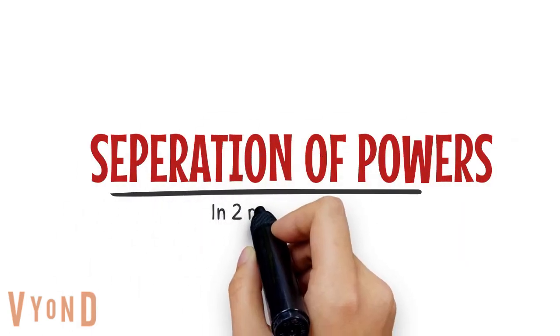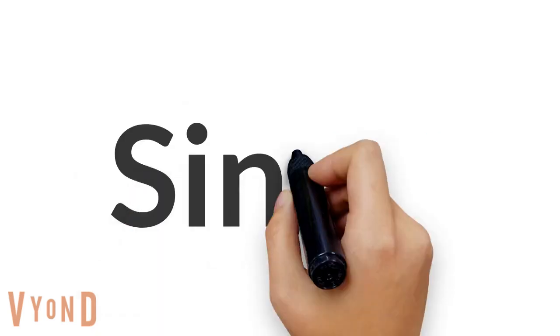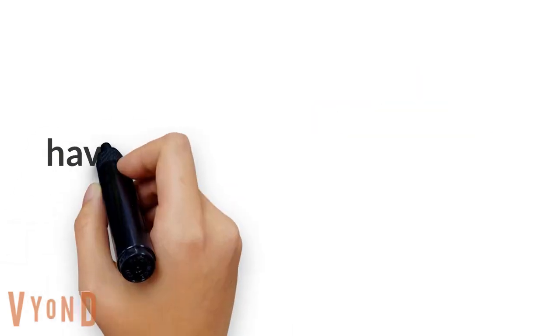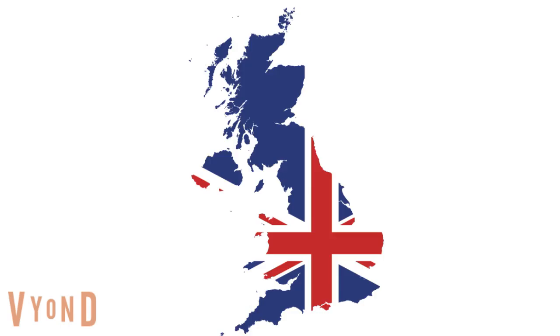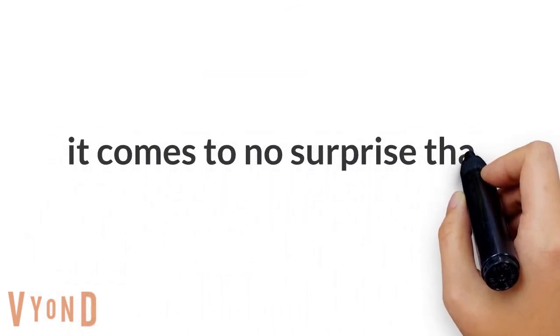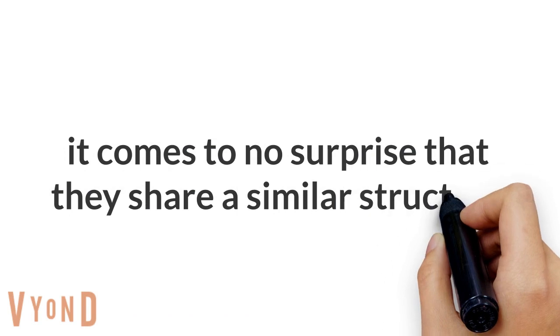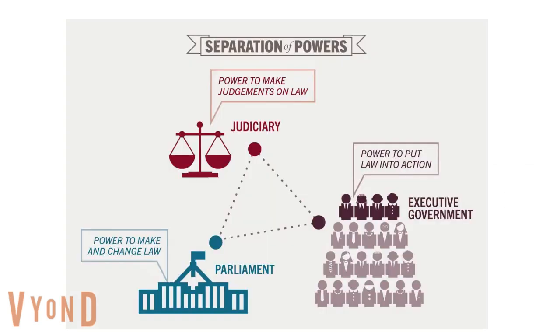The separation of powers in 2 minutes. Since Australia and India have a constitution influenced by the United Kingdom, it comes to no surprise that they share a similar structure. In both countries, there's the parliament, the executive government, and the judiciary. The parliament has the power to make and change law, whereas the executive government has the power to put law into action. And finally, the judiciary has the power to make judgments on law.